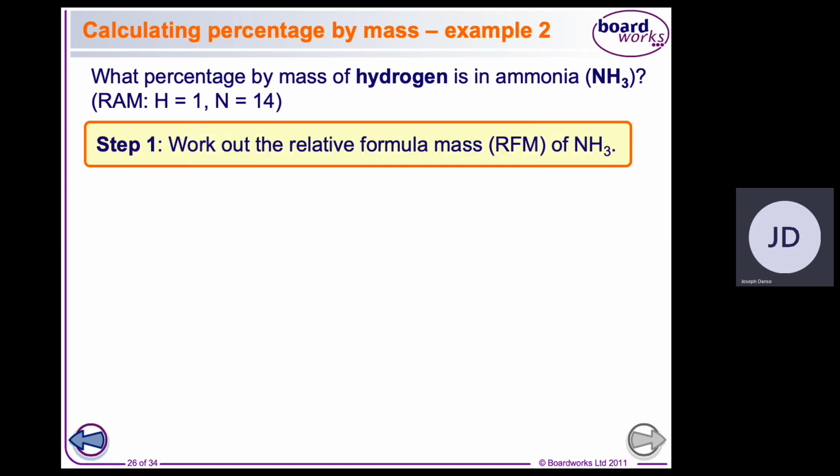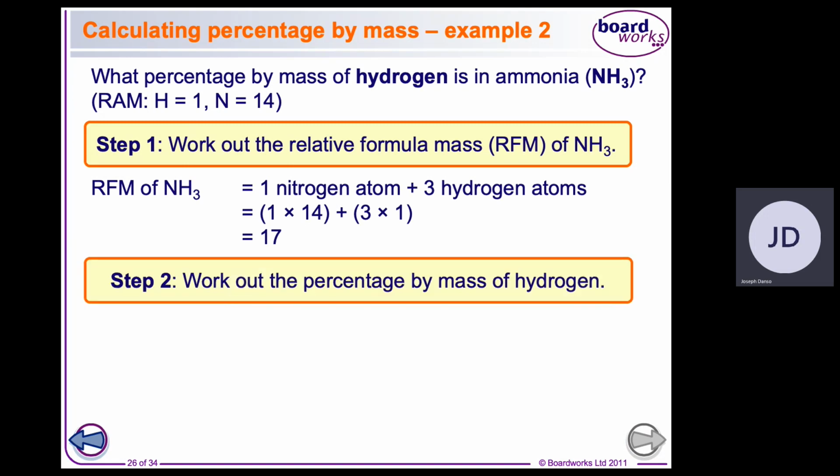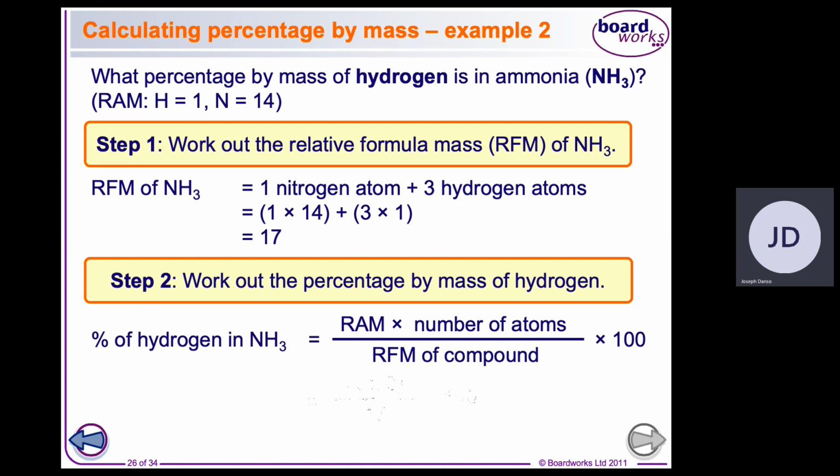So step 1, we are supposed to work out the relative formula mass of ammonia. That is the compound we are dealing with. We have already done that and we got 17. The next step is to calculate the percentage by mass by putting the values in the formula. So let's have a look here.